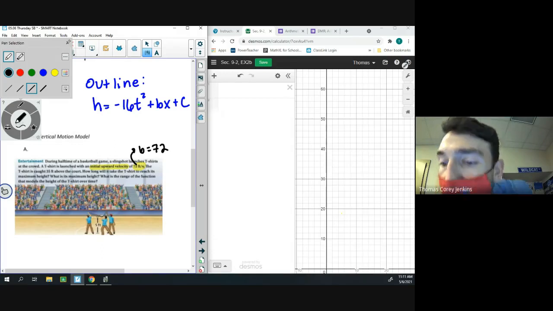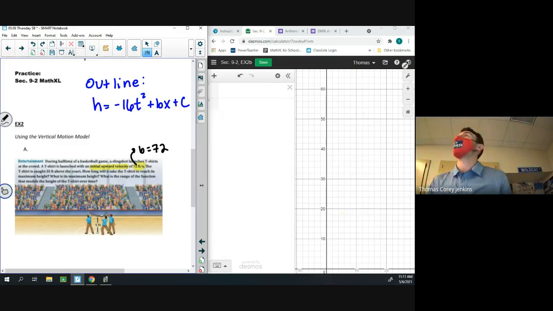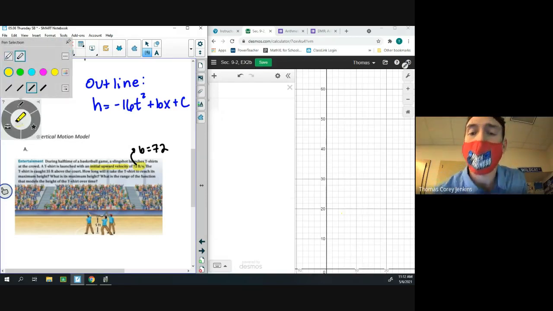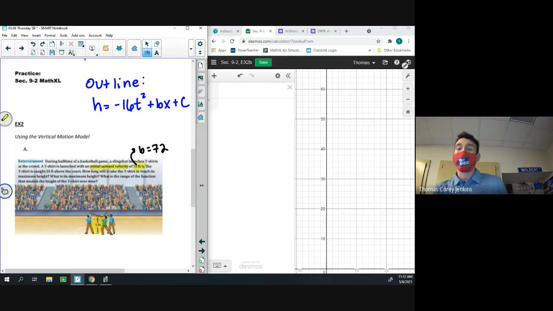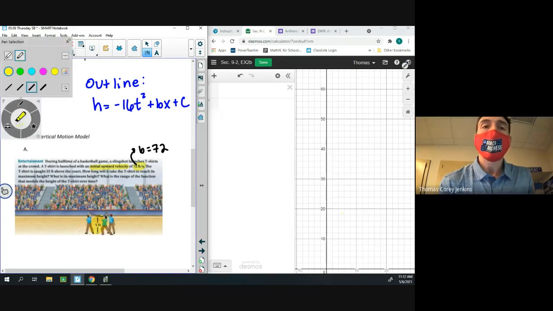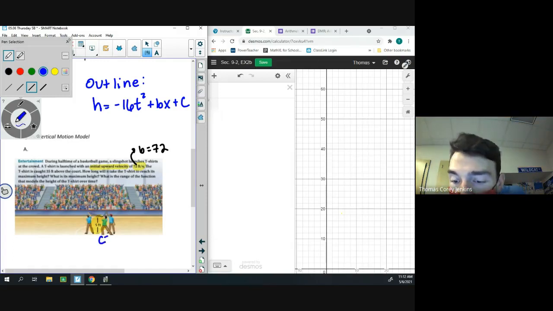All right, and your C value is basically where you start, where the item is shot from. Okay, so you can't really tell from the words on this one. You have to look at the diagram. Okay, so sometimes it's shot, you know, or it starts up from the ground level. Here it starts 5 feet above the ground. Okay, so because of that, we will say that C is equal to 5 because it launches from 5 feet above the ground.